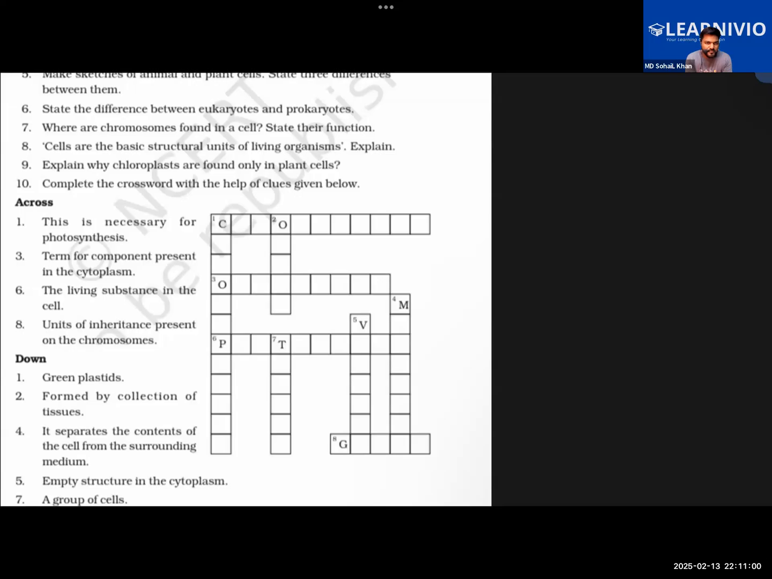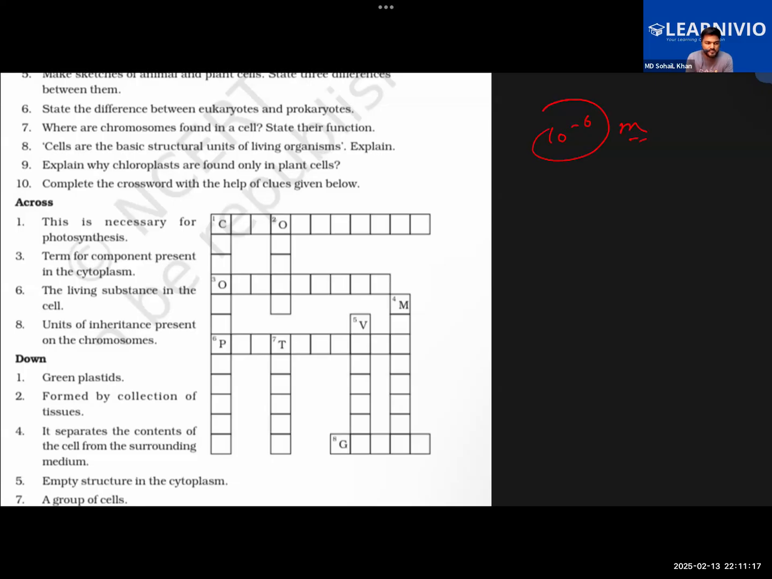Eukaryotes or prokaryotes? Eukaryote. Eukaryotes are bigger. Good. And you measure them in micrometers. That is basically 10 raised to the power minus 6 of a meter. Yes, Ramesh, continue.